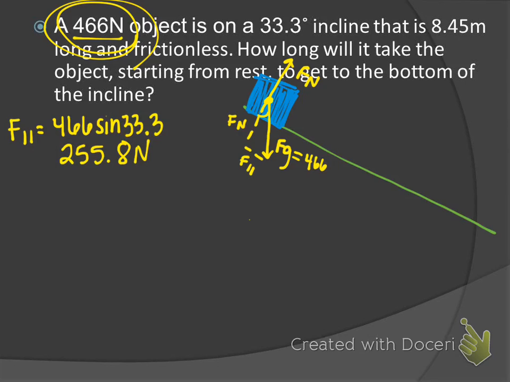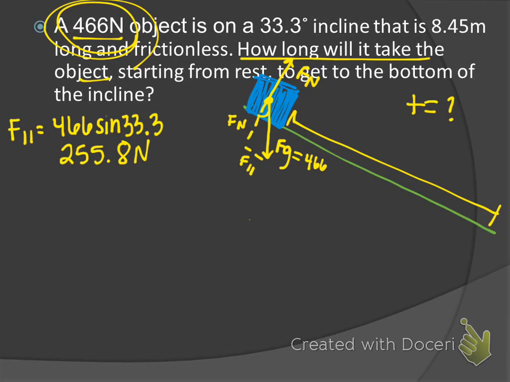Is that what we got? 255.8? Okay, for these parallel and normal components, you can memorize that F parallel is always sine, F normal is always cosine, right? You can just look at the triangle too, but you can memorize that. That's one that won't change. Okay, our overall goal is to solve for what? What's the overall goal of this problem? How long will it take? So time is our overall goal, right?